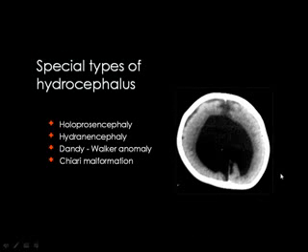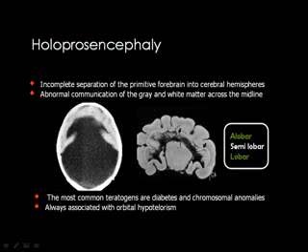Then we come to some special types of hydrocephalus, and I will give you some hints about these 4 types: the holoprosencephaly, the hydranencephaly, then the Walker anomaly, and the Chiari malformation. We start with the holoprosencephaly, which is presented in the literature in 3 types: the alobar type, which is very common, the semilobar, and the lobar type, which are less common. Then the alobar type is just what we describe in the report, a monoventricle.